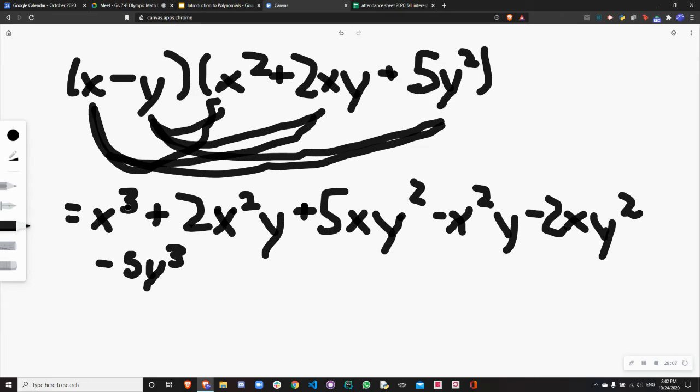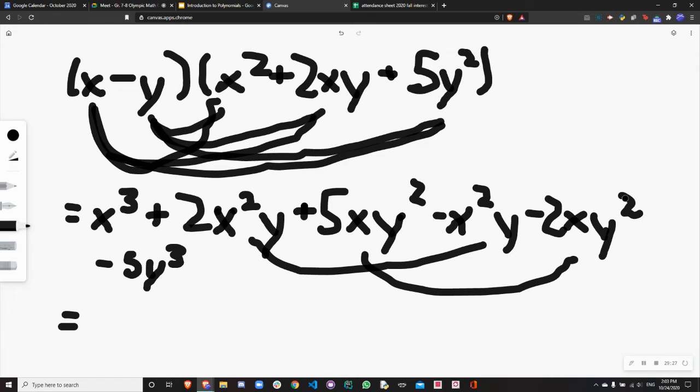Right. So now we have this really, really long polynomial, but we can simplify it. So we can combine some of the terms together. We can combine 2x squared y with x squared y over here, and 5xy squared with -2xy squared. And that's all we can do. So if we simplify this, we get x cubed. Now 2x squared y minus x squared y just gives us plus x squared y.